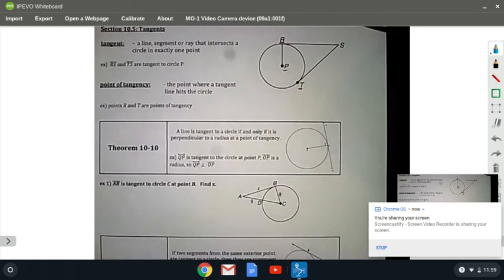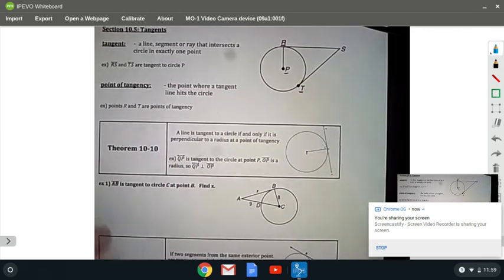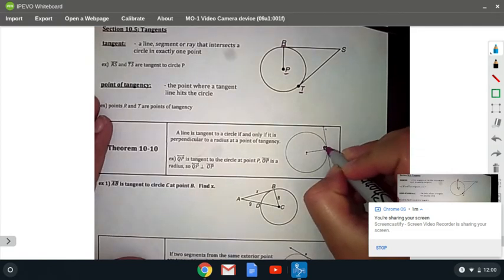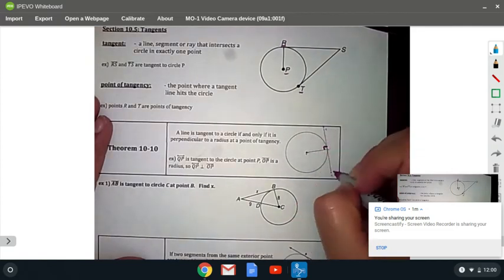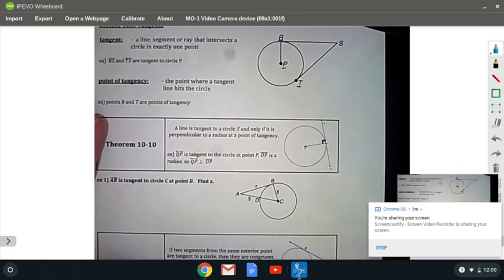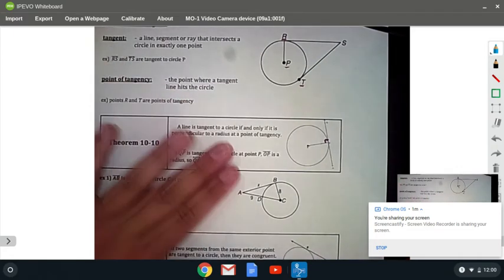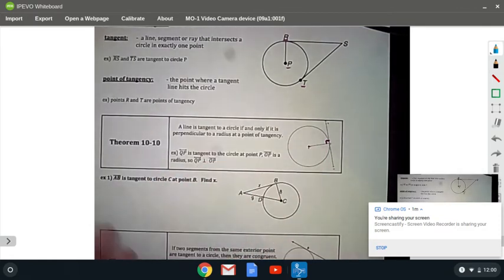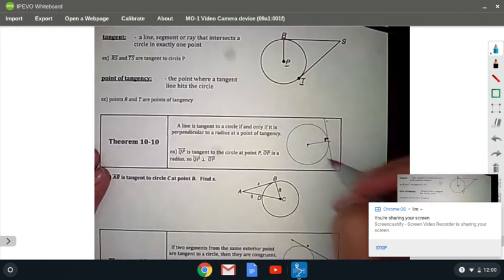Theorem 10-10 tells us that a line is tangent to a circle if and only if it is perpendicular to a radius. So we're always going to have a right angle forming here with the radius and the tangent line. QP is a tangent to the circle at point P. OP is a radius, like I just said. So these are perpendicular lines.